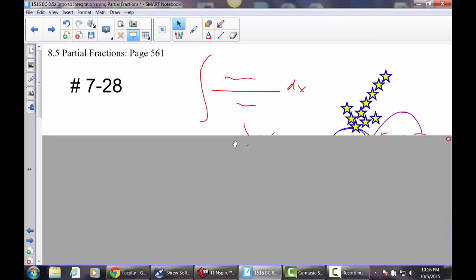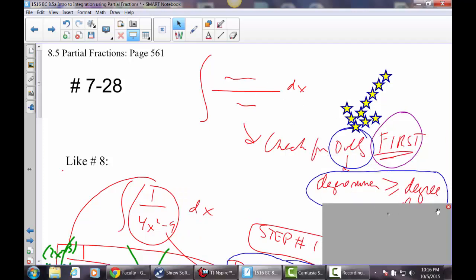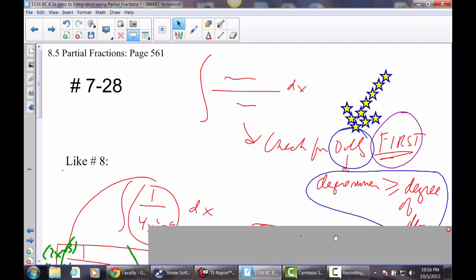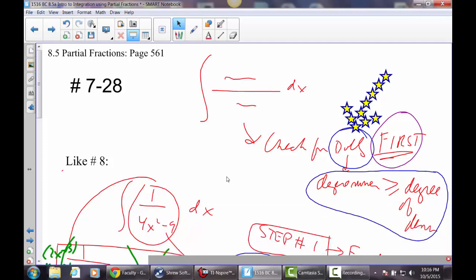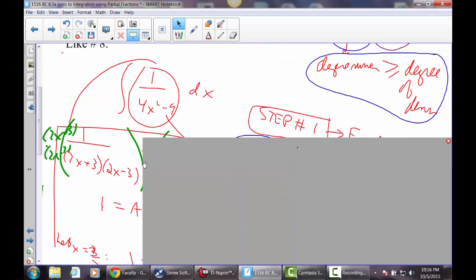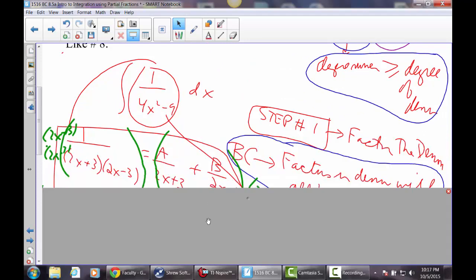Now remember, there's someone we always need to be looking for whenever we have a fraction, and that is our friend Dolly. We have to make sure that in case the degree of the numerator is greater than or equal to the denominator, we must begin by dividing, okay? Now that's not the case in this example, but you must do that first or you will not get the right answer, period.